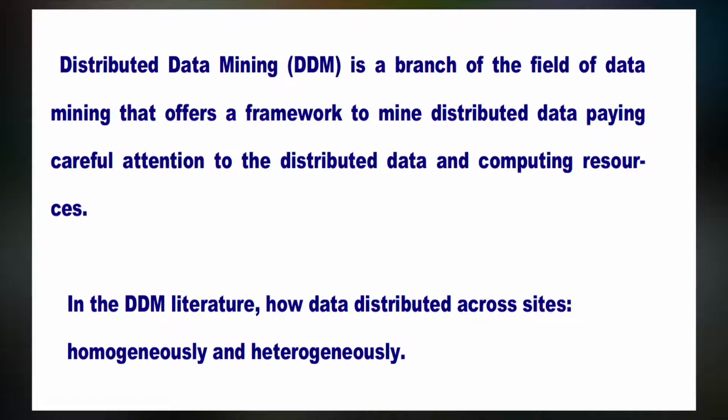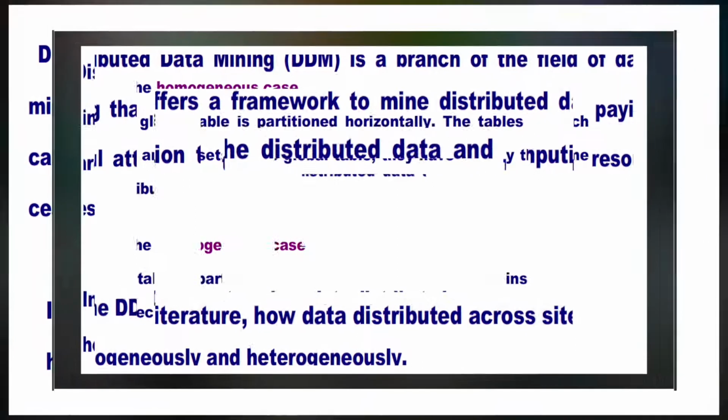Next, we can know about DDM, that is distributed data mining. It is a branch of the field of data mining that offers a framework to mine distributed data, paying careful attention to the distributed data and the computing resources. Hence, in the DDM literature, there are two ways in which data is distributed across sites. One is homogeneously and the other one is heterogeneously.